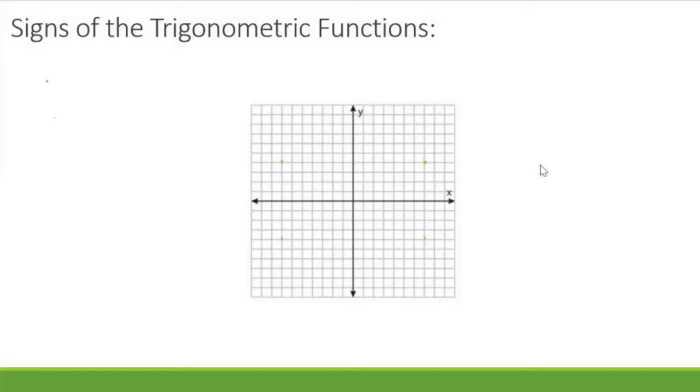All right, it's time to move from quadrant 1 to the rest of the coordinate plane. We're going to look at angles in each of the 4 quadrants and have a look at whether their trigonometric functions are positive or negative.